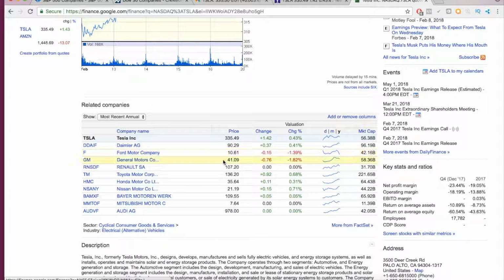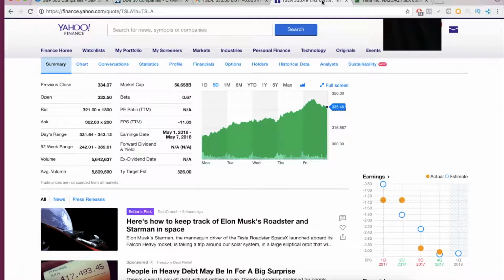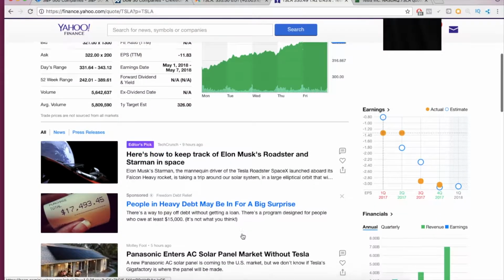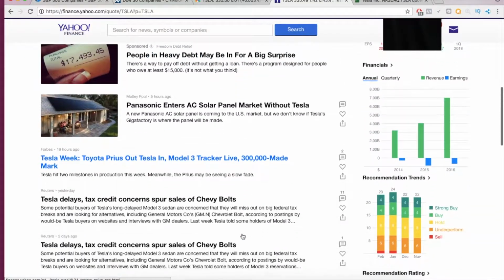Like for example with Ford. So Tesla is on the positive, it continues to grow. Same thing with Daimler. Not so good for Ford, or let me see what other company. Ford, basically. With Finance Yahoo, you sort of get the same.